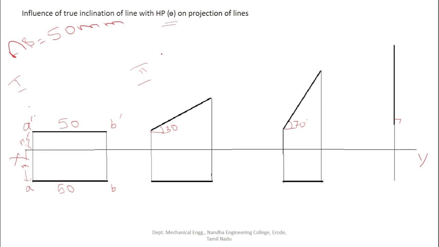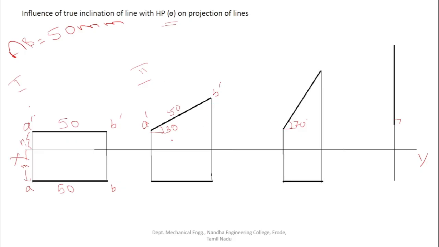For our convenience, we are using some standard notations. Here the line makes theta, 30 degree inclination to the HP and is parallel to VP. As the line is parallel to VP, the front view gives true information, so the length of the front view is the same 50 mm. This is the A dash and this is the B dash. The angle made by the front view with the XY gives the true inclination with the HP.